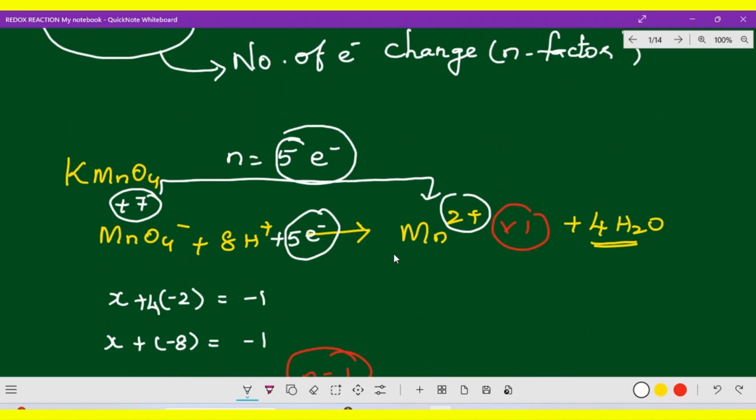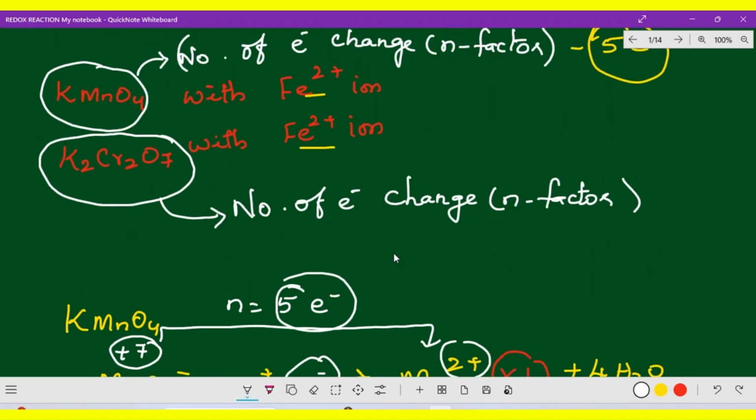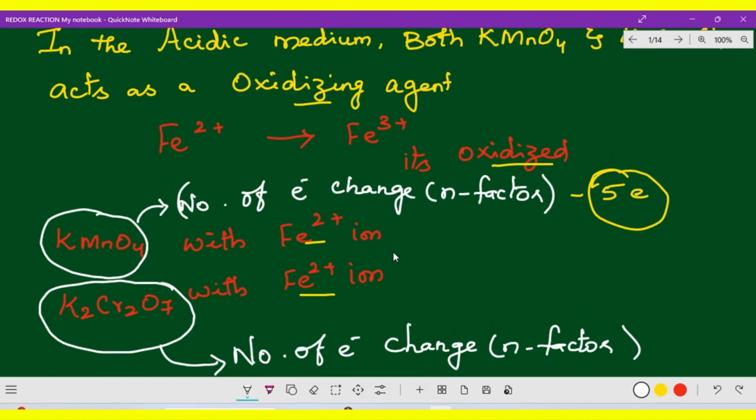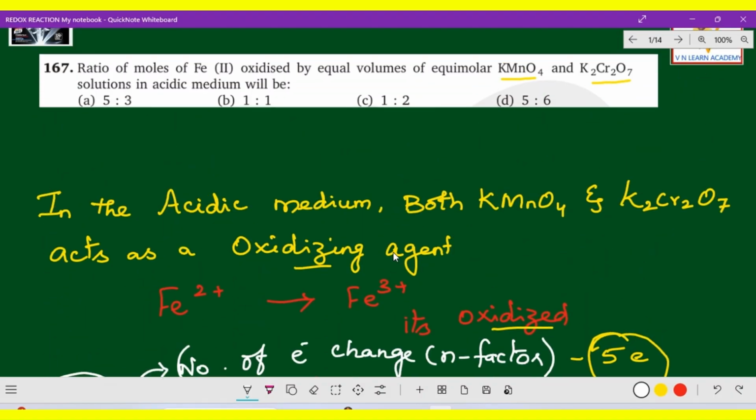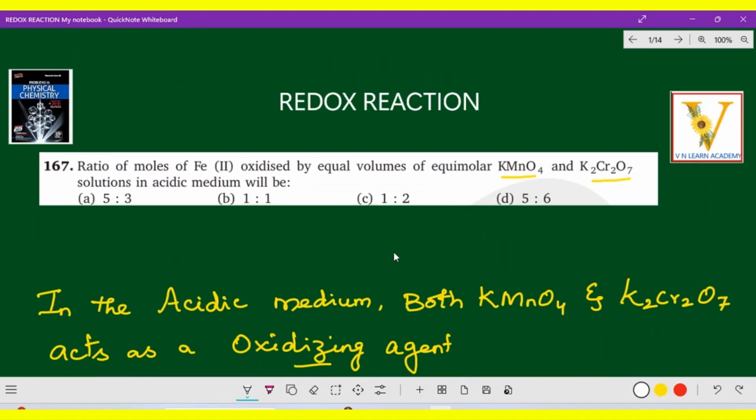Come on, let us go to the next question. Which is the correct option as we observe all these points? The ratio is 5:6. The number of electrons changed in KMnO4 is 5, and in K2Cr2O7 it is 6, with Fe2+ ion converted to Fe3+, that means oxidized, and the ratio of the moles is 5:6. So which is the answer? The answer is D, 5:6. I hope you got a complete idea about this question. Come on, let us go to the next question.